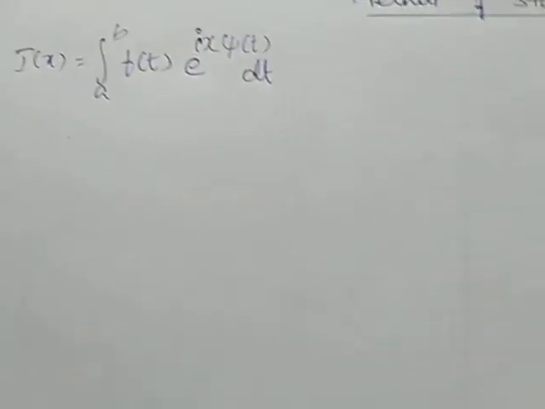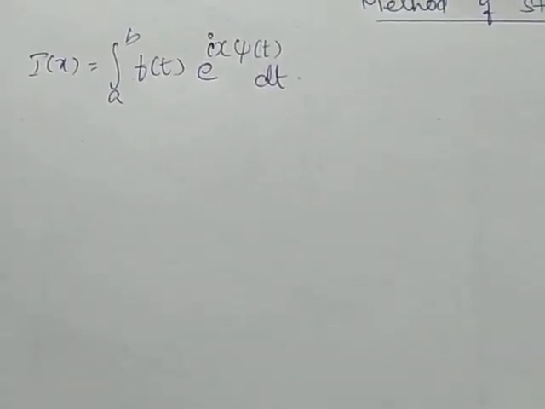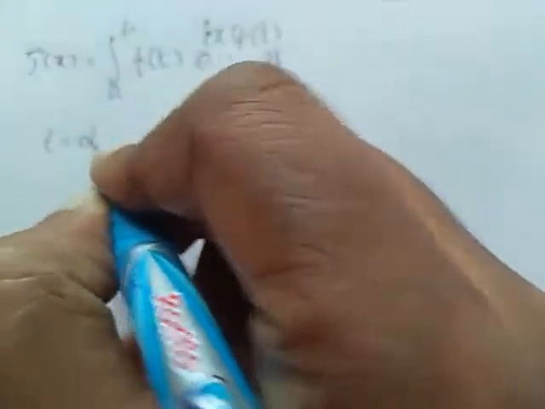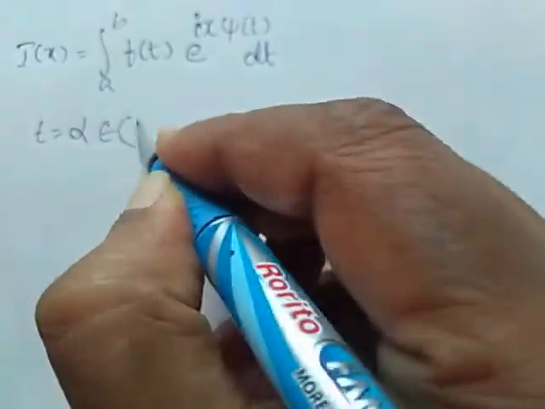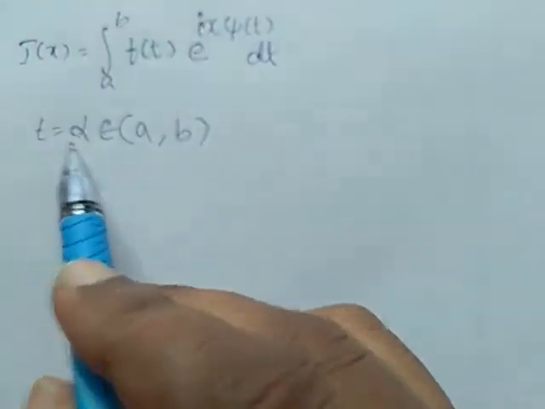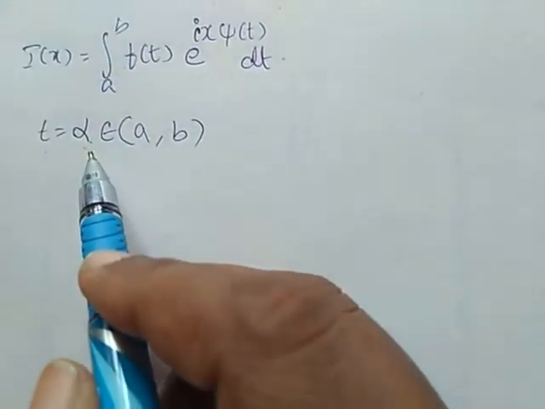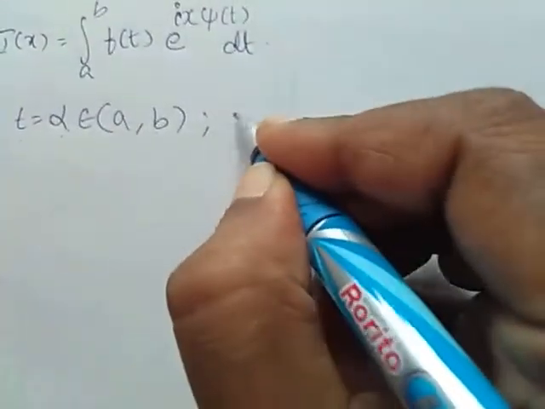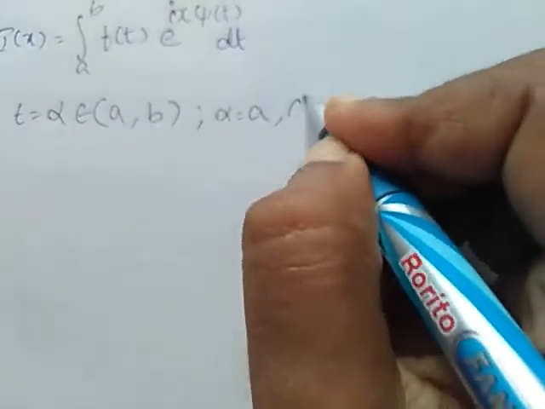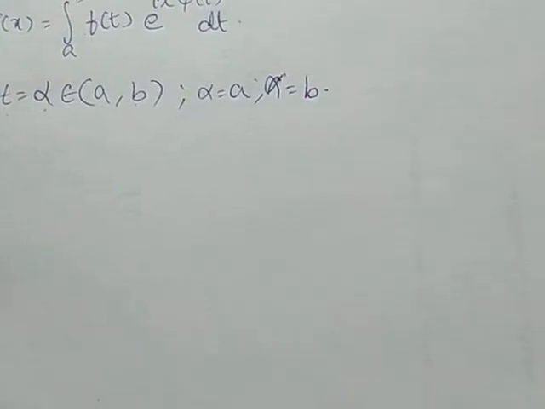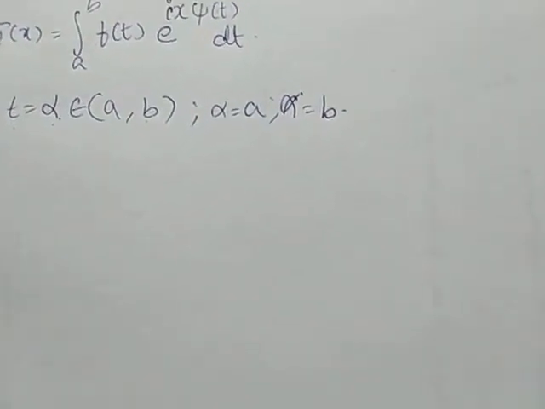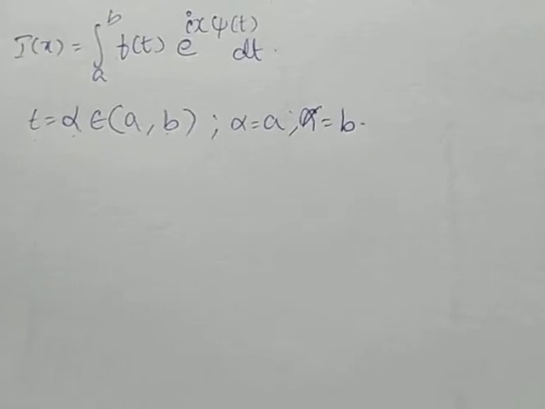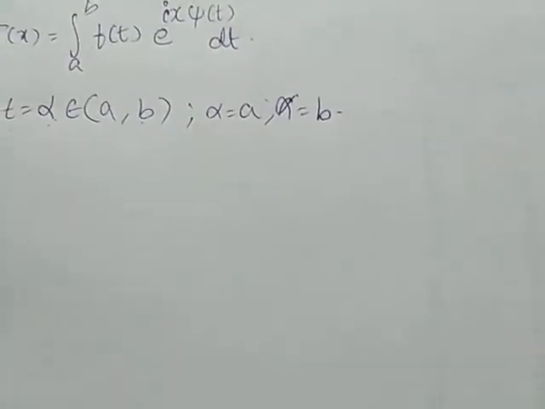In the previous case, in the Laplace method also, we considered three different cases for the stationary point. First, alpha belongs to the open interval a comma b, so t equal to alpha is the stationary point. Or alpha is equal to a, or alpha is equal to b. All three cases we are going to consider here also. First case: the point t equal to alpha belongs to the open interval a comma b.